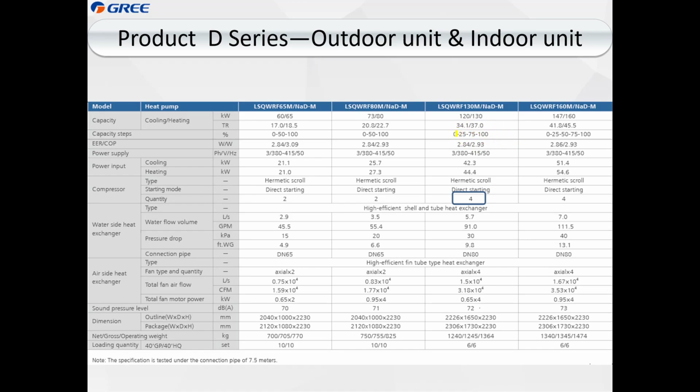Why is the minimum load 25%? Because for 130 kilowatt and 160 kilowatt we have 4 compressors, so the minimum cooling load is 25%. But for 65 and 80 kilowatt, we only have 2 compressors, so the minimum part load is 50%. This is for the D series product.